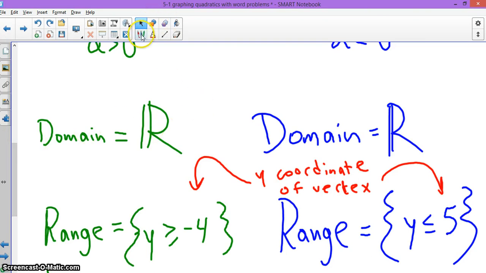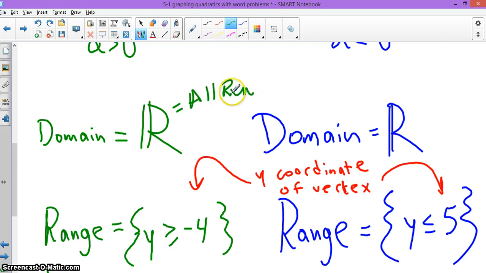So actually, let me make sure that's clear. All right, so domain is all real numbers. So in other words, it's all the numbers between negative infinity and infinity. It's all reals, all real numbers. That's what that means. Same for that. Domain is all real numbers. Okay, no matter what, for a quadratic function.